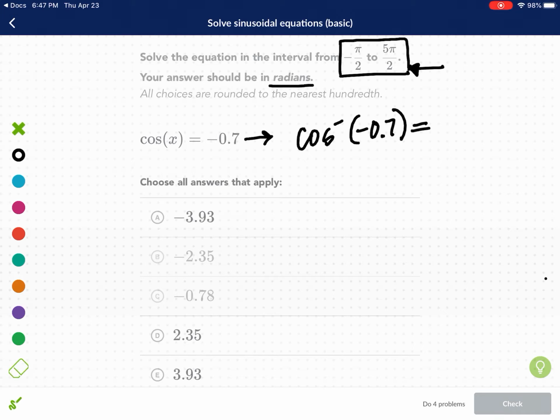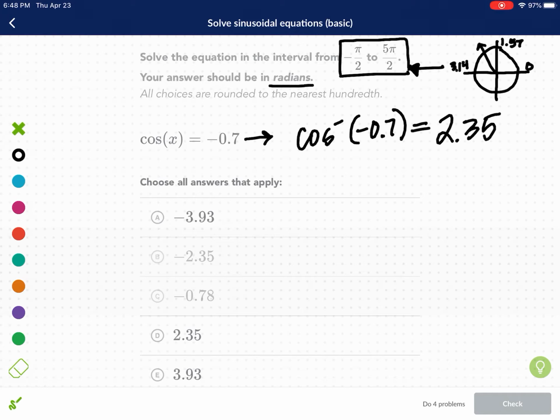So there we go. My angle is 2.35. That feels weird because it's not pi, but that's okay, because if I think about where that fits in on my unit circle, this right here is 0. The top is pi over 2, which as a decimal is 1.57. Half of the circle is pi, which is 3.14. So yeah, 2.35 is somewhere in this quadrant, and that makes sense because that is a negative cosine value, or a negative x value.